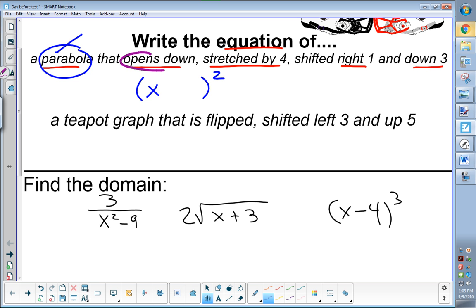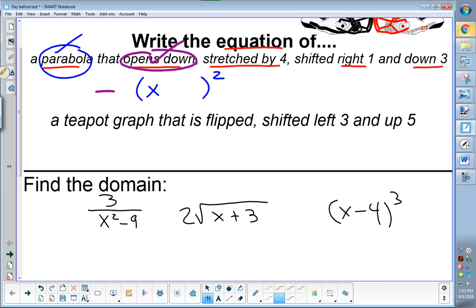The next thing in this equation says it opens down. So if my graph opens down, Gianni, what's going to be in my equation to open it down or to flip it down? Good, a negative sign. So he throws a negative sign out in front of everything. That opens it down.